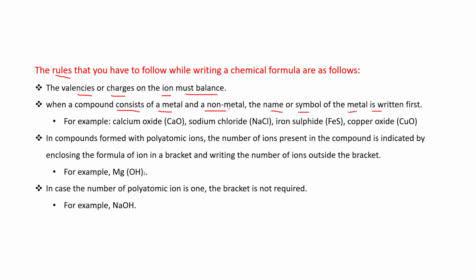In a simple way, we can say metal forms a cation, a positively charged ion, and generally a non-metal forms an anion, a negatively charged ion. That's why when we write the formula of a compound consisting of a metal and a non-metal, first write the symbol of the metal or cation, and then write the symbol or name of the non-metal or formula of that anion.